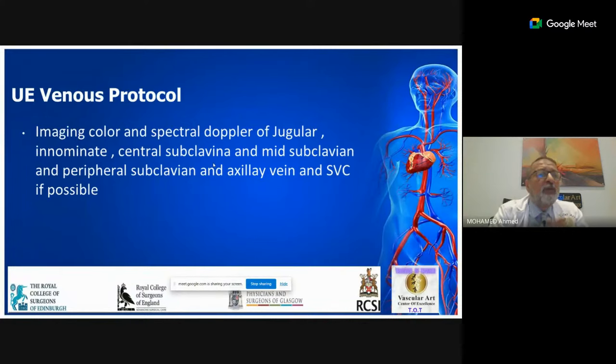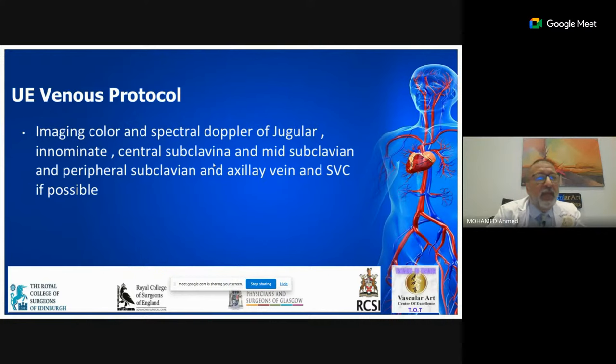Upper limb venous protocol, usually we go from proximal to distal. So you start from the central vein, internal jugular vein, and go distal. And one of the important points in the upper limb vein is not just the thrombosis, but direction of flow. Where is the blood flow going? Because you will see a steal phenomenon, where you get a reverse flow from the internal jugular vein. So instead of the blood going down, it will be going up. So it will have the same color as the common carotid artery.